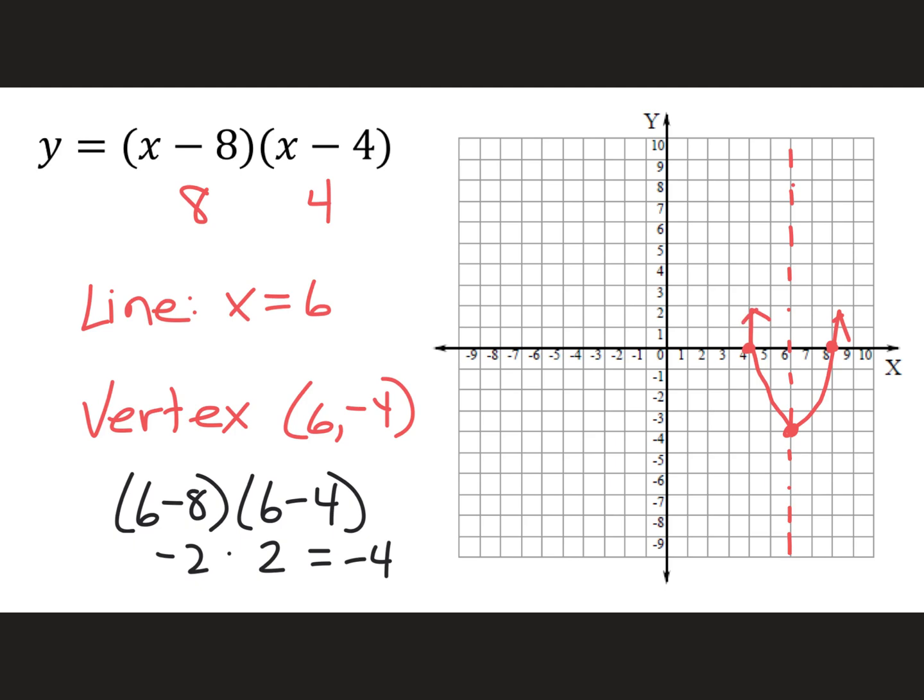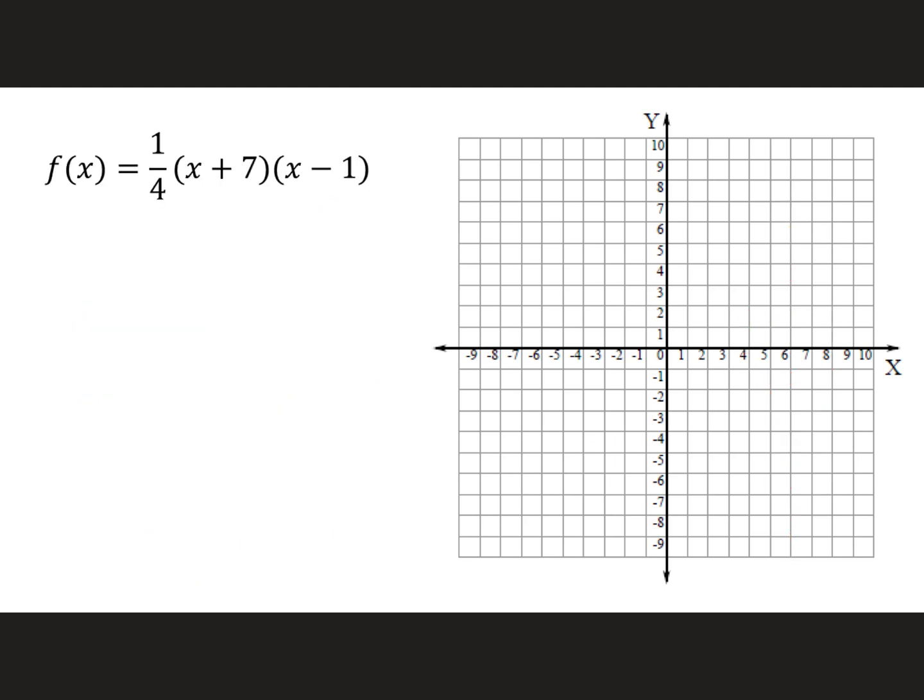All right, let's do it again. Uh-oh, there's a fraction. That's okay. It's all going to work out. I made sure that it would. So let's go ahead and do my zeros. So what would make this a 0? -7, and the other one a 1. So those are my 2 zeros. I'm going to plot a point at -7 and plot a point at +1. Now, if I add those two together, I get -6, and half of -6 is -3. So my line of symmetry is x equals -3.